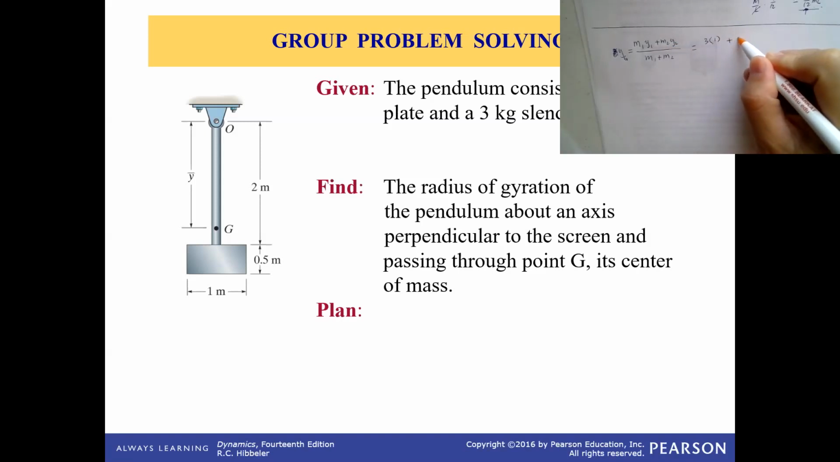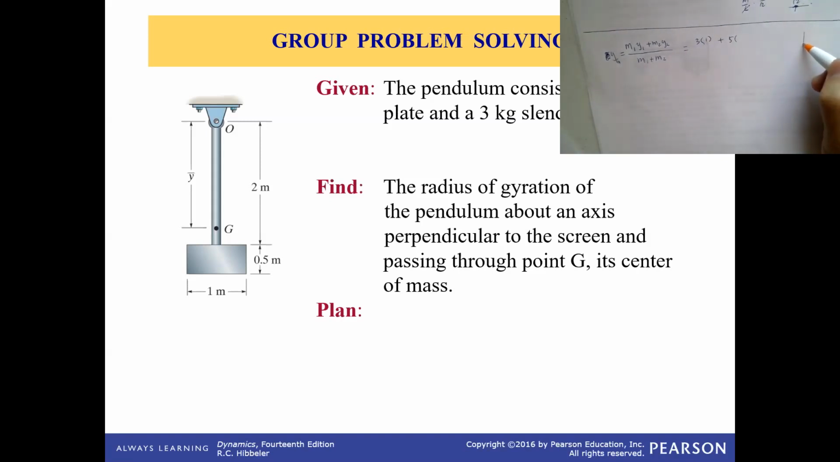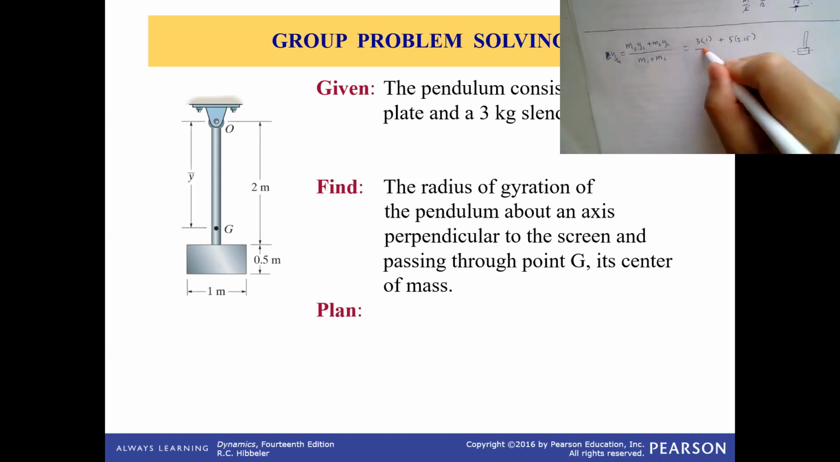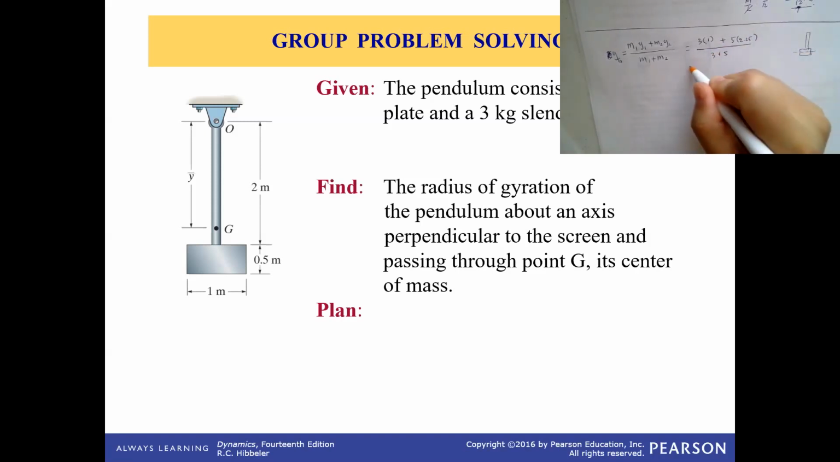Plus for the rectangular plate, the mass is 5, and it's 2 for the plate. It's located at 2 for the rod, and then you'll take half of the width here. So 2 plus half of 0.5, so then it would be 2.25. Divide by 3 plus 5, and that would be your center of mass: 1.781 meters, measured from the point O.